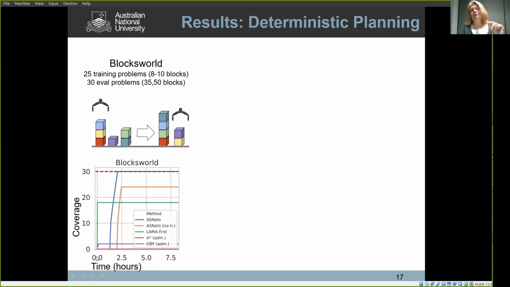In fact, it learns a slightly better strategy. So in blue again, we have ASNets, which has managed to learn a generalized strategy, and we have experimented also with tens of thousands of blocks world problems to show this.